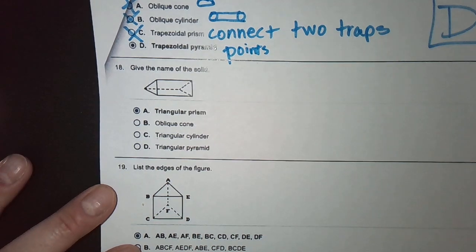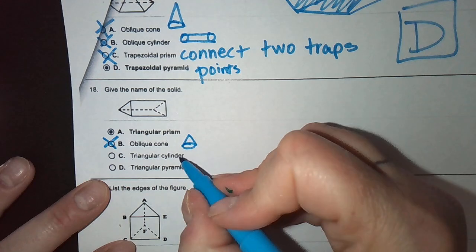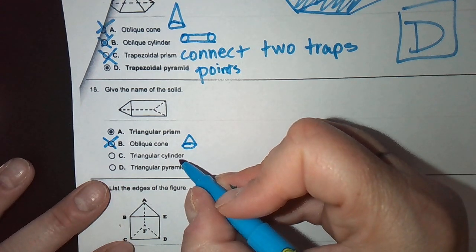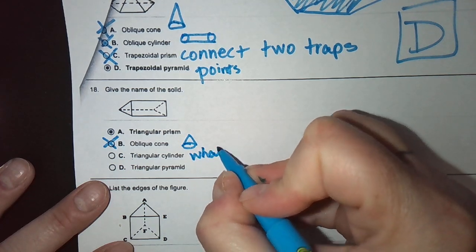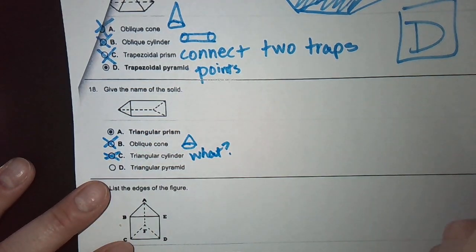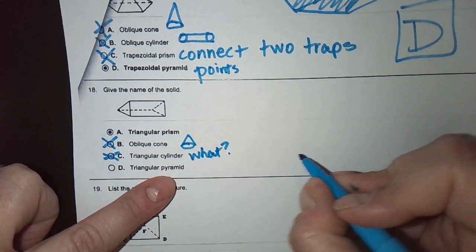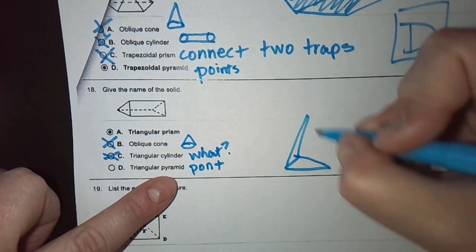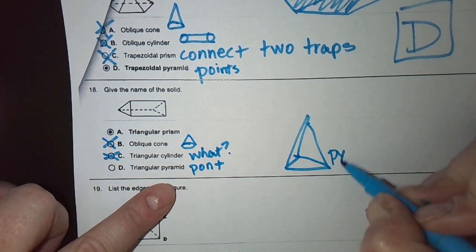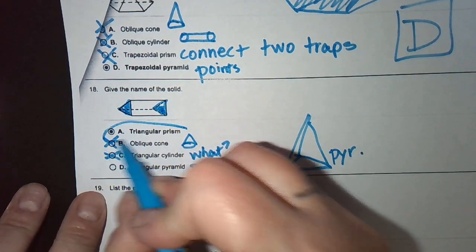Okay, next one. It says, give the name of the solid. Well, let's remember, cones have a circle, so that ain't it. Cylinders, triangular cylinder, that's not even a thing. Okay, triangular pyramid means we have a base of a triangle and it comes up to a point. So triangle and then comes up to a point. That's a pyramid. That's not what we have. We have two triangles connecting each other. That means prism.